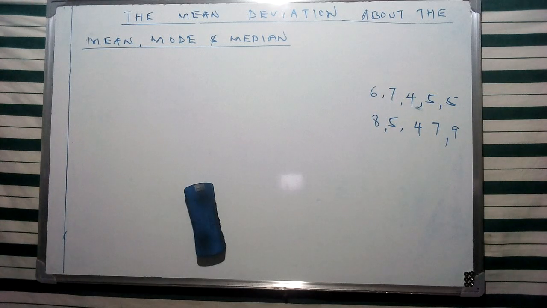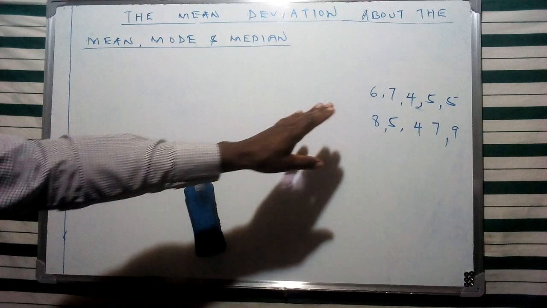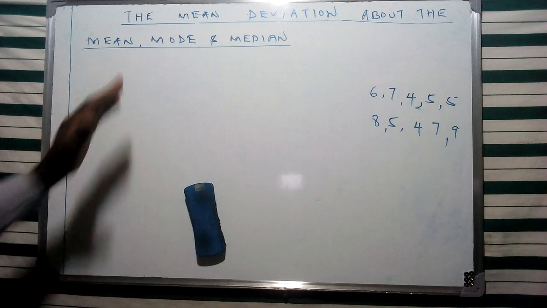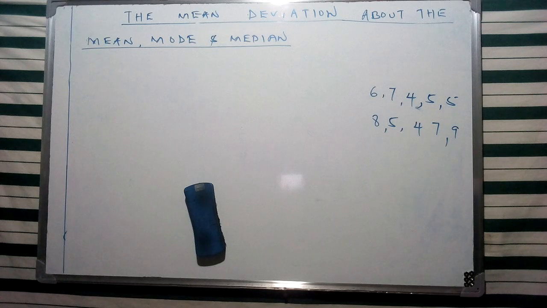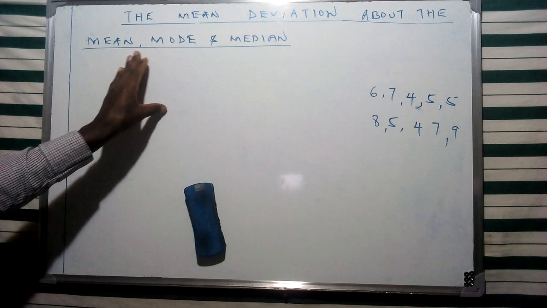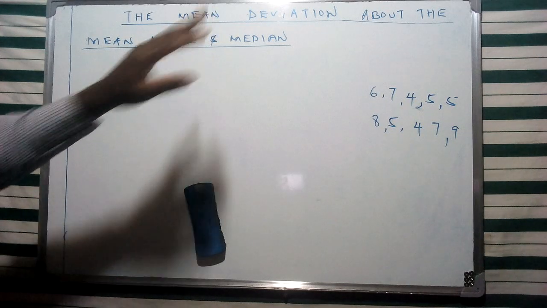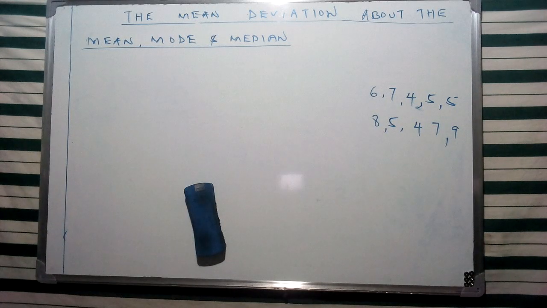Now I'm going to arrange this particular set of data in ascending order and try to create a tabular form of this arrangement so that we are able to evaluate the mean, median, and mode from this distribution. And that's going to assist us in finding the various types of mean deviation about the specific averages which I've mentioned on the board.